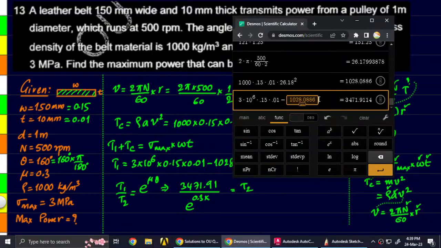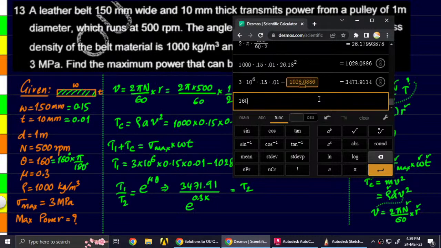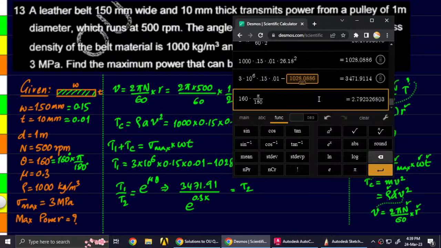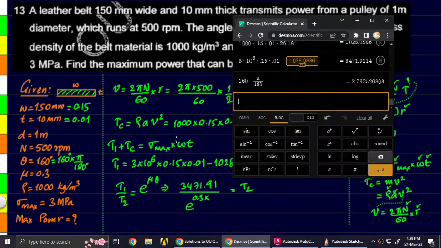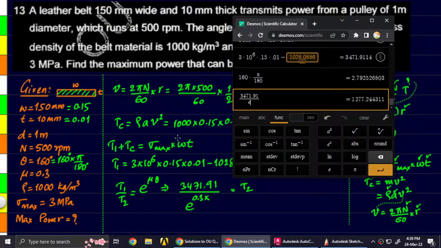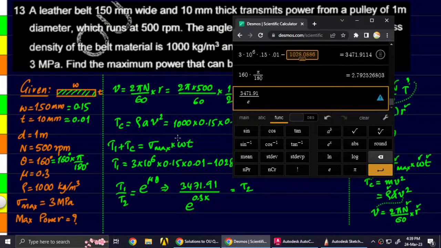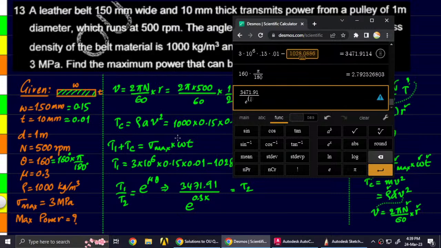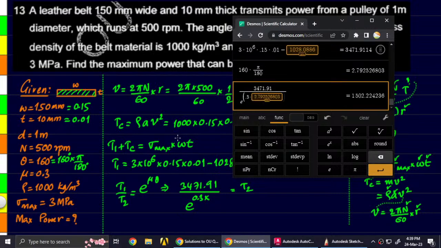So this is the value that we have to take. So let's quickly calculate that value. 160 into pi by 180. So that's 2.79. That is the value we need to use over here. So 3471.91 divided by e power bracket 0.3 into 2.79. So this is the value we're getting, 1502.22. Okay, that's the value of T2.